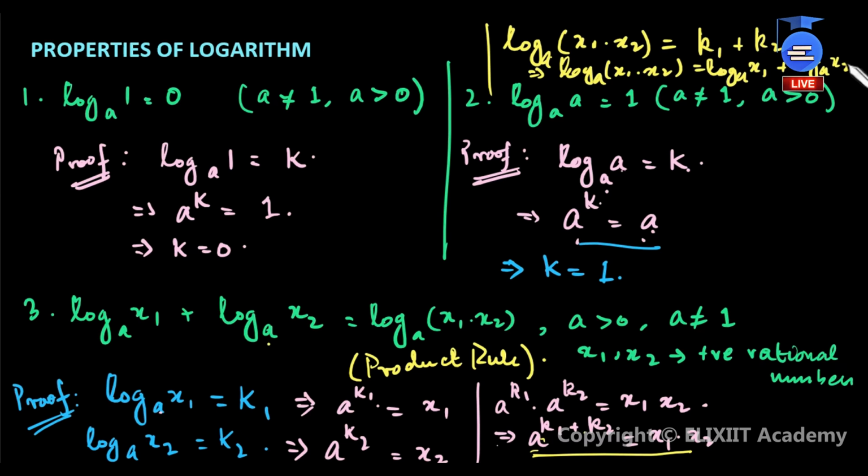Write this down first. We move on to the next property. This is done. So this is the product rule. How to remember this? Simply remember in this manner. Log a into b is log a plus log b.